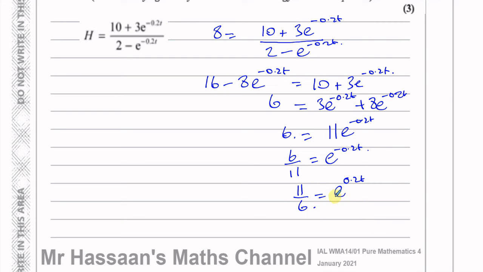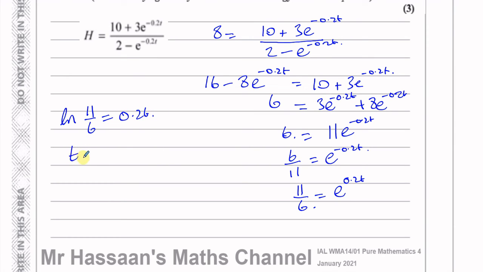And now, remember, we want to get rid of the e, so we can take the ln of both sides. Sorry, we can take the log to the base e of both sides to get rid of the e. So if I take the ln of both sides, I'm just going to continue over here. I'll have the ln of 11 over 6 is equal to 0.2t.